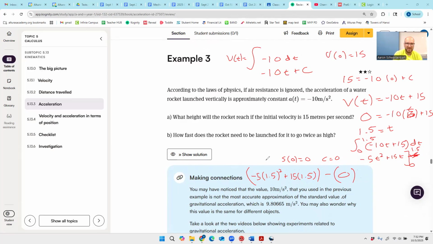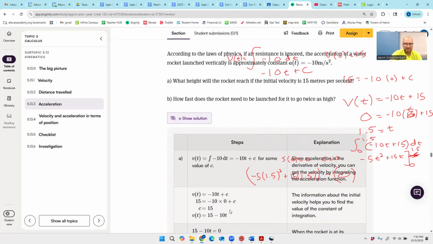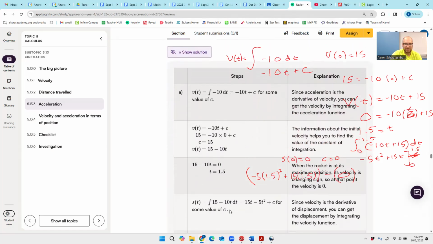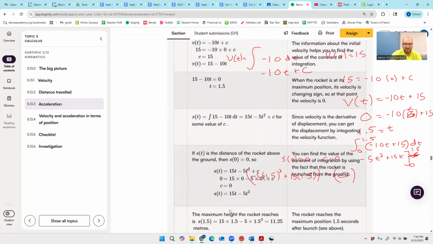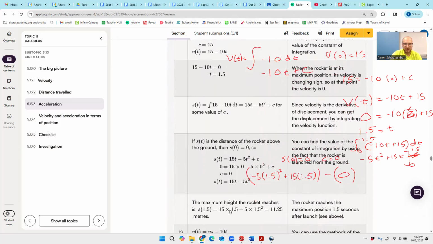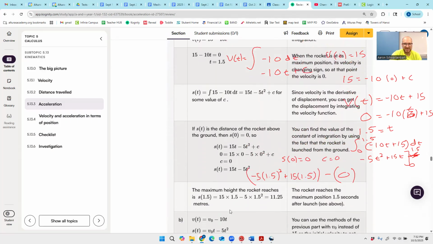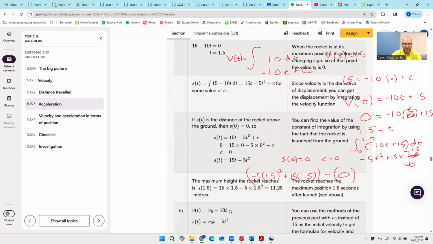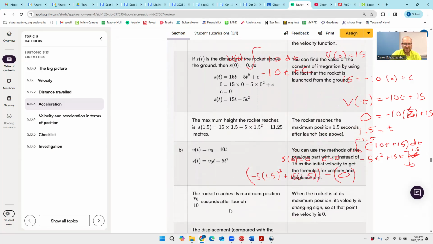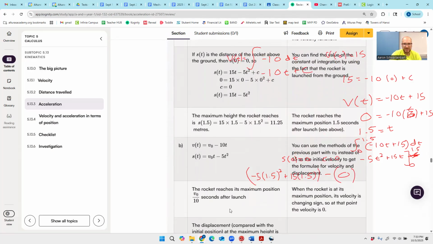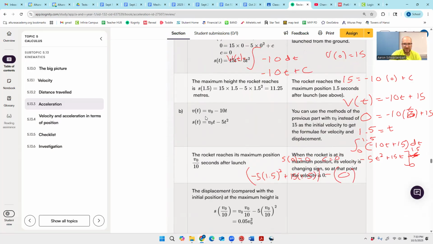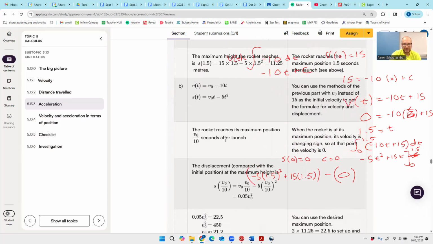And how fast to go twice as high? The height was 11.25. To go twice as high, I'd need to find S of t to be 22.5, and I don't know V0 this time. So instead of this being a 15, I don't know it.